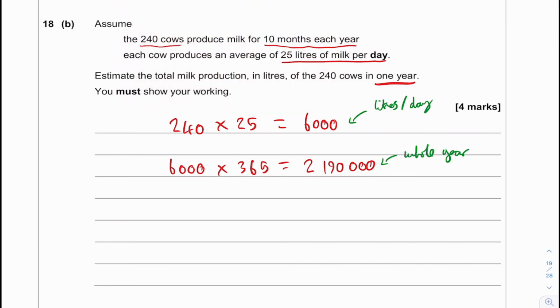But then we're told that the cows produce milk for 10 months each year. So what we can then do with this number is divide it by 12 to find the amount for 1 month. So we do 2,190,000 divided by 12, and this is equal to 182,500. So this is litres per month, so I'll just put per month.